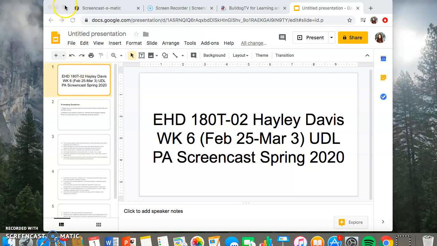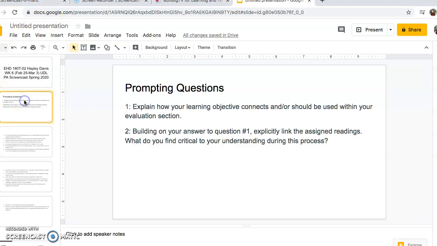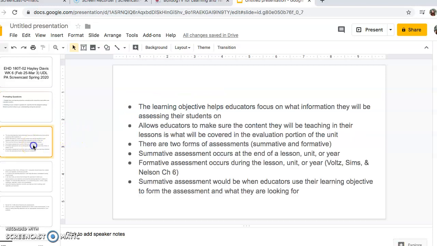Good afternoon. For my UDL assignment for week 6, I decided to do a screencast recording. So the prompting questions this week are: explain how your learning objective connects and or should be used within your evaluation section. And then building on your answer to question 1, explicitly link the assigned readings and what do you find critical to your understanding during this process.